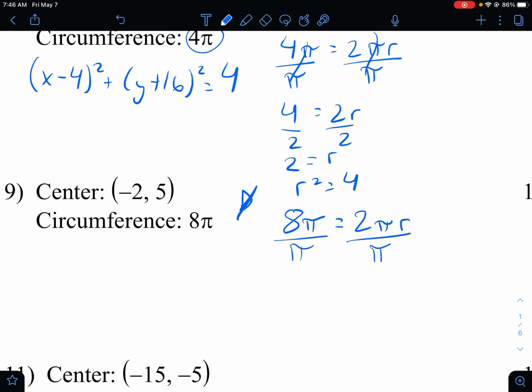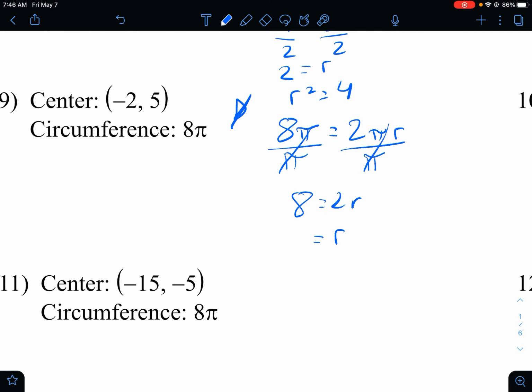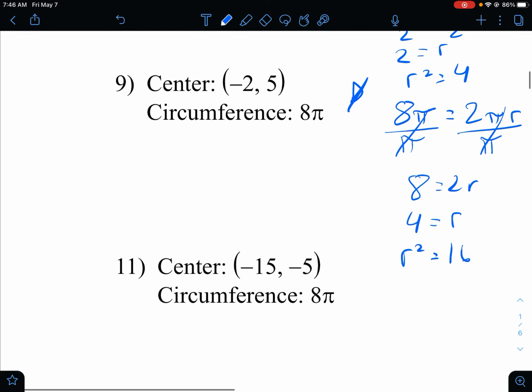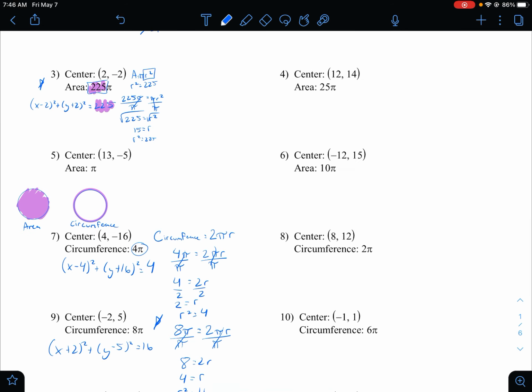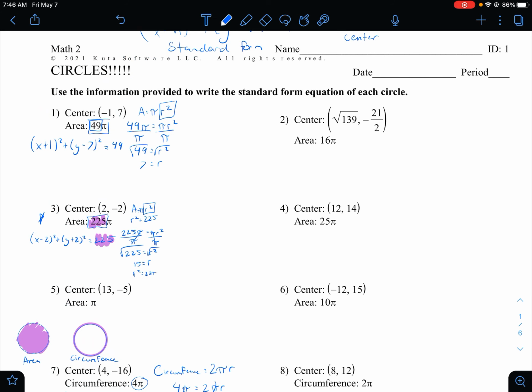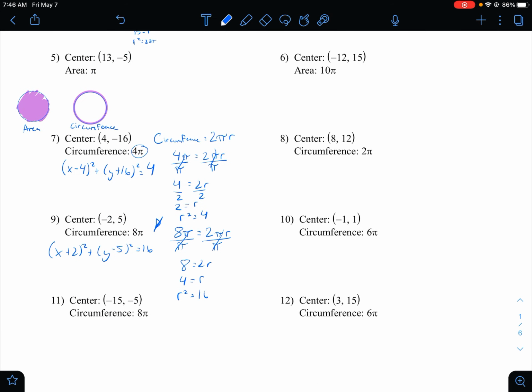So we're going to go ahead and divide both sides by pi, and we get 8 equals 2r. We should get that r is 4. So our radius squared is 16. All right, so we're going to do (x plus 2) squared plus (y minus 5) squared equals 16. So to kind of summarize, it depends on whether you're given the area or the circumference. If you're given the area, you need to use the area formula. If you're given the circumference, you need to use the circumference formula to solve for your radius.